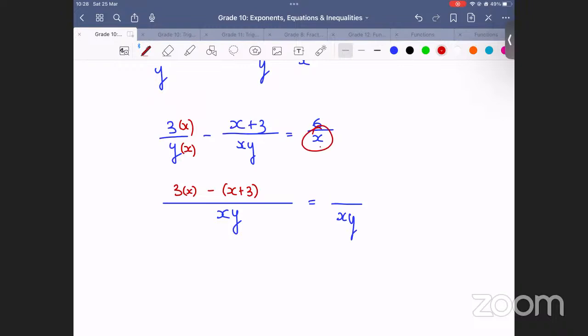How did I get from x to xy? I had to have multiplied by y. So what I do to the bottom, I do to the top. Here I get 6y. Okay, then I simplify accordingly, of course. Actually, when you have an equation, once you have the LCD, you cancel out your LCDs.